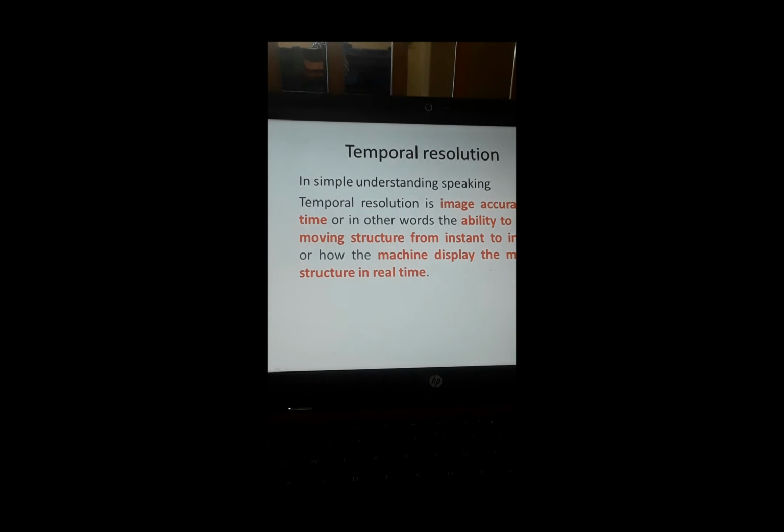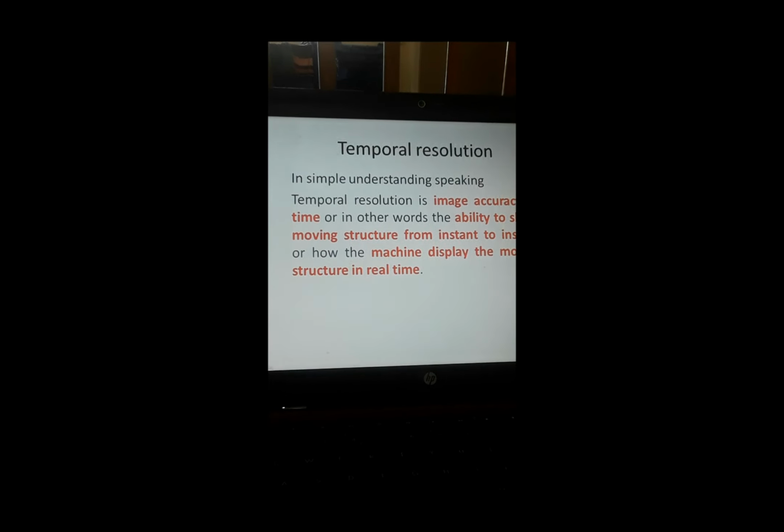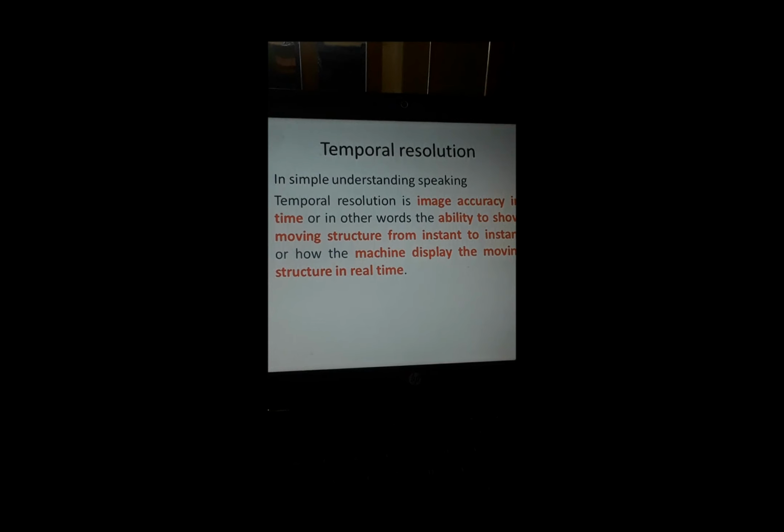Let's talk about the temporal resolution. Speaking in a very simple way, temporal resolution is image accuracy in time, in other words, the ability to show moving structures from instant to instant, or how the machine displays moving structures in real time.